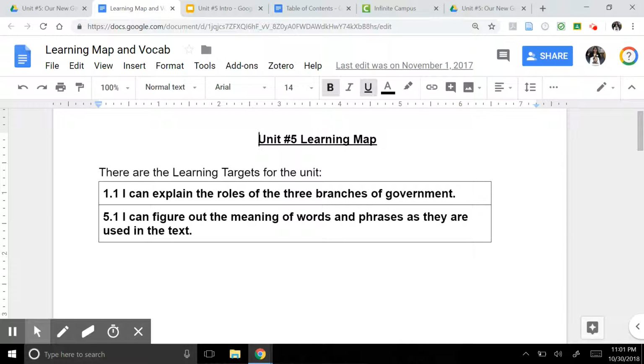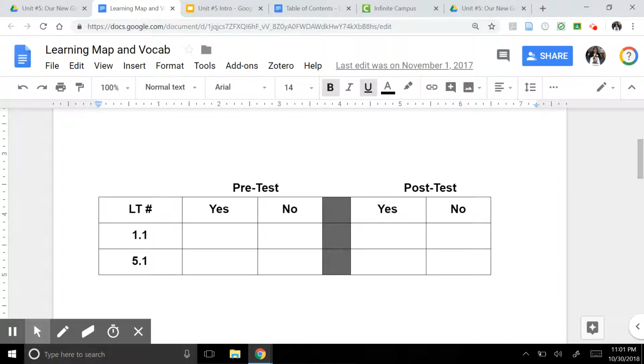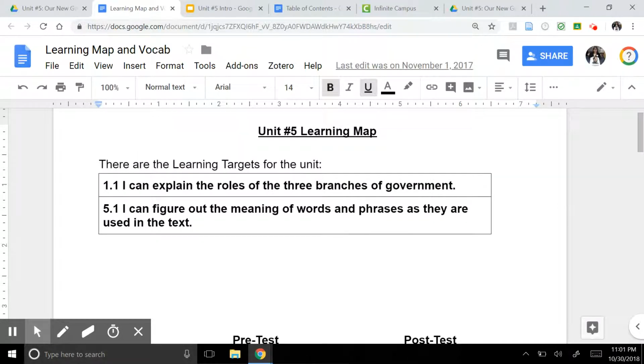Fairly short unit. Honestly, guys, we're going to cover this in about 5 days. It's short, sweet, and to the point. This will be your first grade for quarter 2, and we'll talk a little bit more about this in just a minute. So please go through and complete the pre-test as I read your learning targets to you. Learning target 1.1, I can explain the roles of the 3 branches of government, and then 5.1, I can figure out the meaning of words and phrases as they're used in the text.